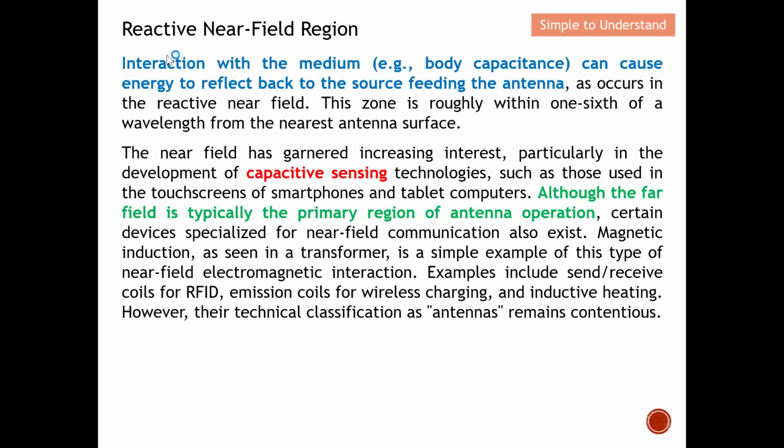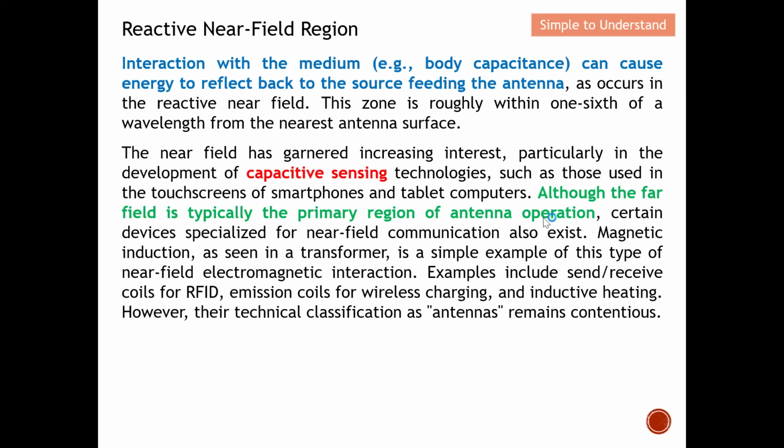When we want to do some interaction with the medium, for example the body capacitor, some energy will be reflected back to the source that is feeding the antenna, as occurs in the reactive near field. This zone is roughly within 1/6 of a wavelength from the nearest antenna surface. The near field has garnered increasing interest, particularly in the development of capacitive sensing technology, such as that used in the touch screen of mobile phones and also our iPad, etc. Although the far field is typically the primary region of antenna operation, you keep this in mind.